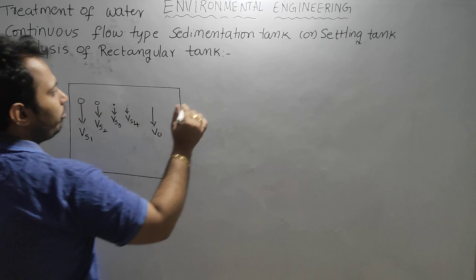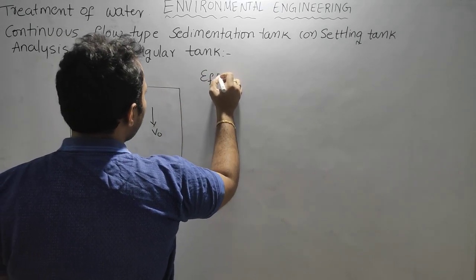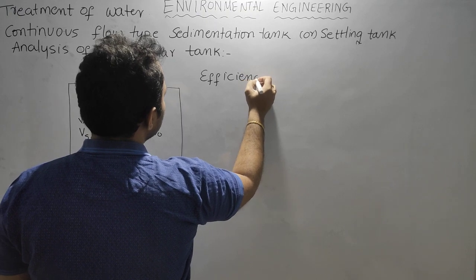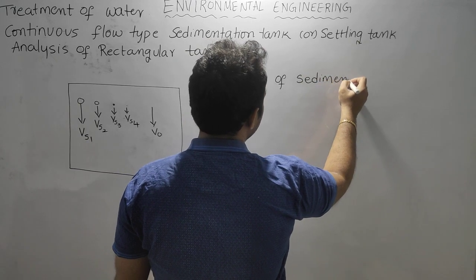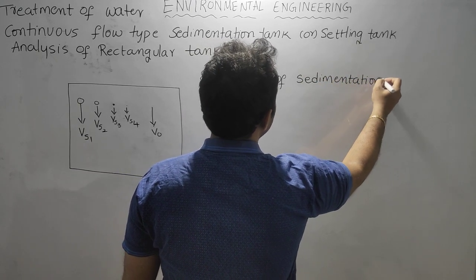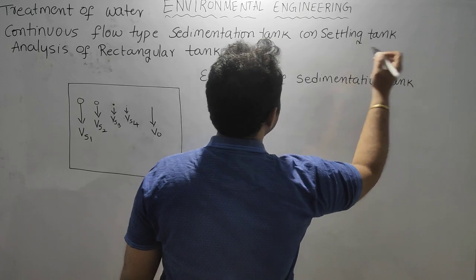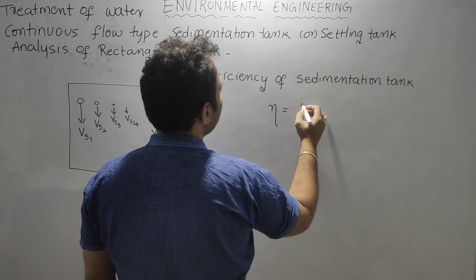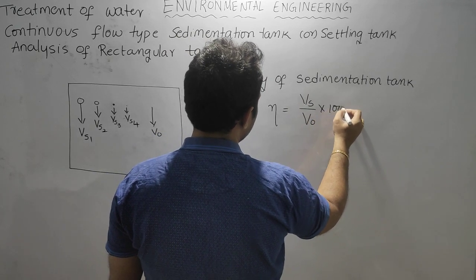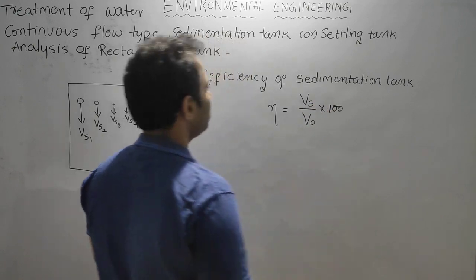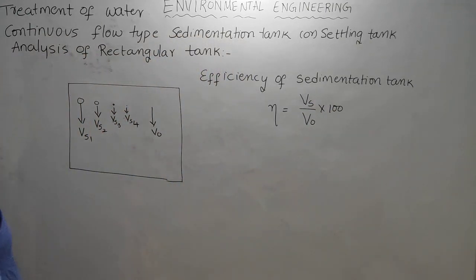That is why the efficiency of a sedimentation tank is defined as eta is equal to Vs by V0 into 100. Here Vs is the settling velocity of various particles.